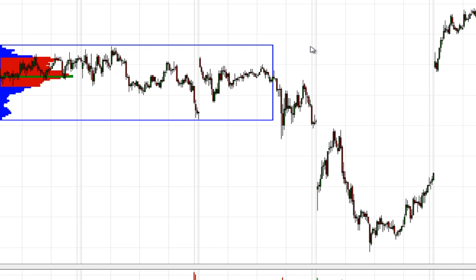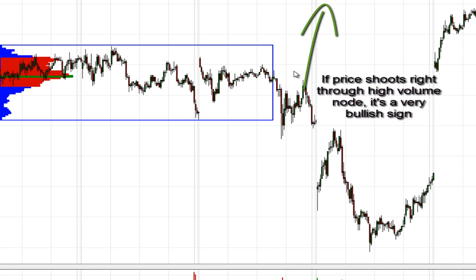But, and here's the thing, if it does shoot right through it, that's also great information. See, that's the beauty of key reference areas. They always give you information no matter what happens at them. And if price were to shoot right through this with barely stopping, right, that would be telling you that there's a lot of strength in the market. And that would be telling you that the likelihood is that this thing's going to go up high and fast.